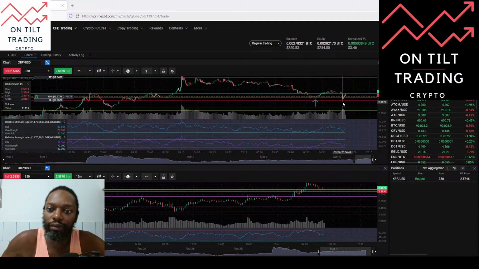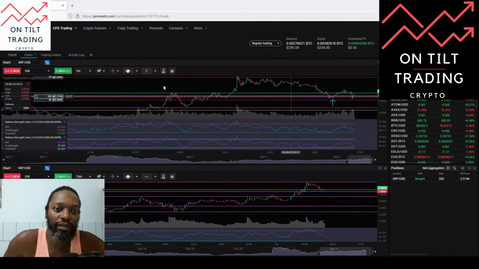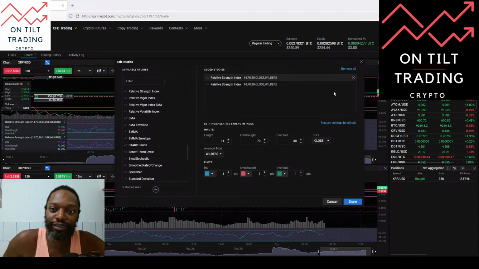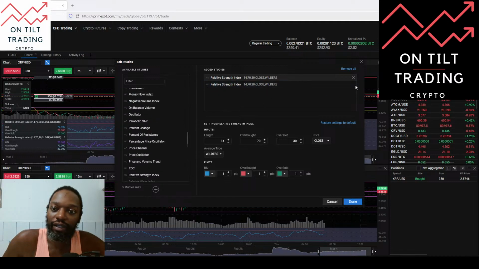Let's keep an eye out. Let's see how volume is looking. Actually, let's get this extra one out of here. It's actually an extra relative strength index. I didn't put the momentum in there. So, all right.